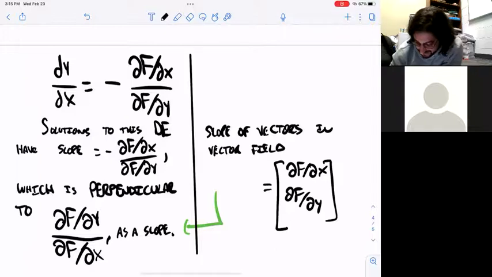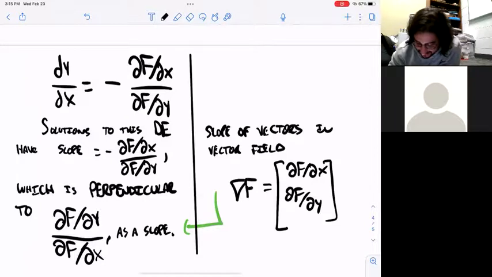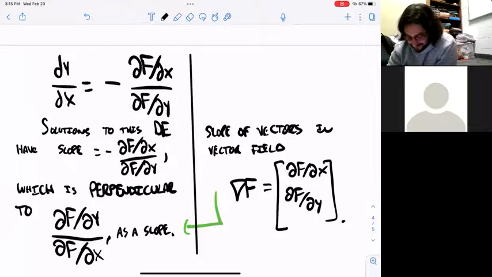Oh, but we have a special name for this vector field. If you take a function f and then write its partial derivative with respect to x in the x component and the partial derivative with respect to y in the y component, we have a name for that. That's the gradient of f. That's the gradient.